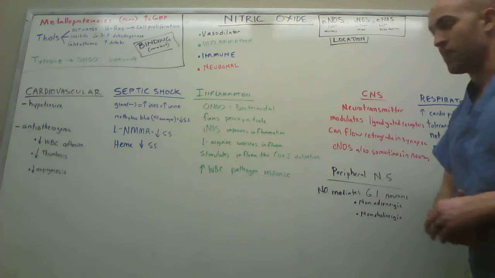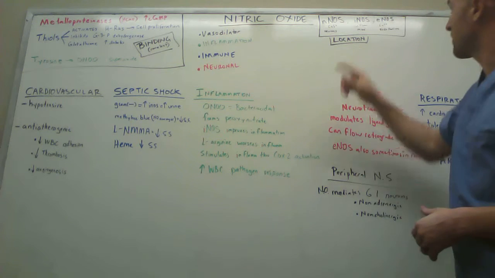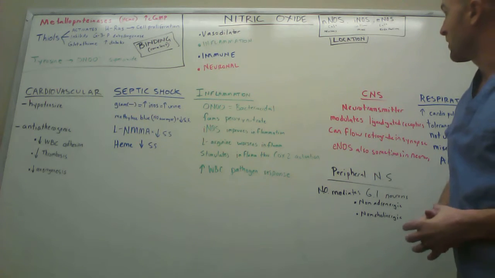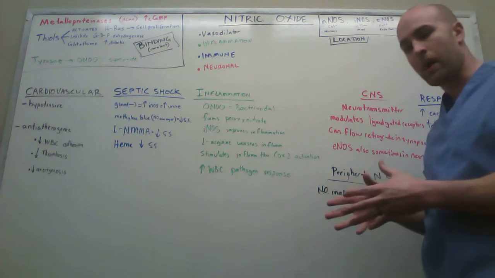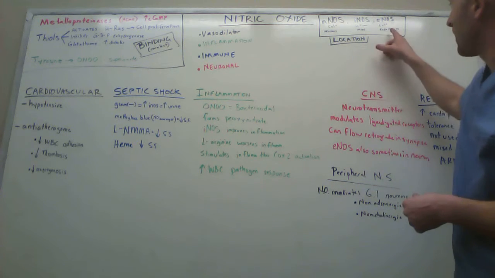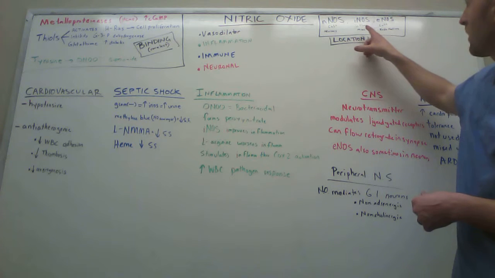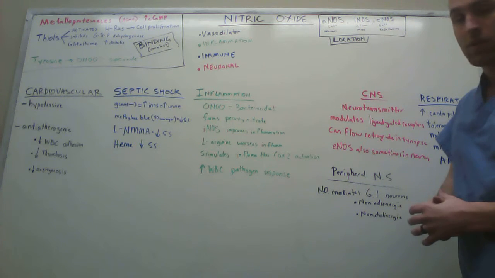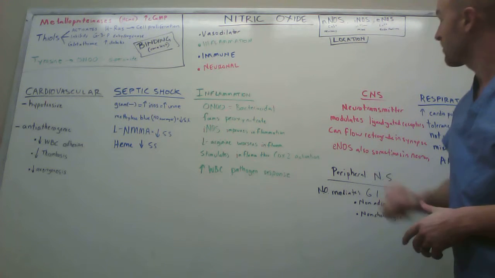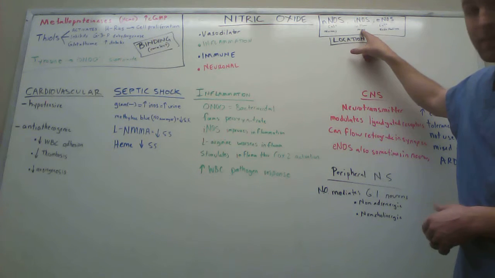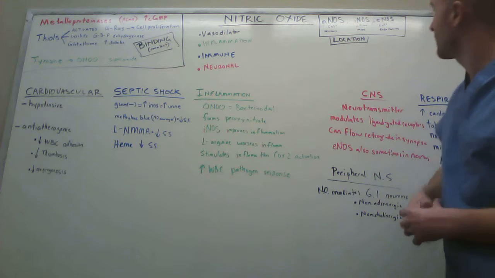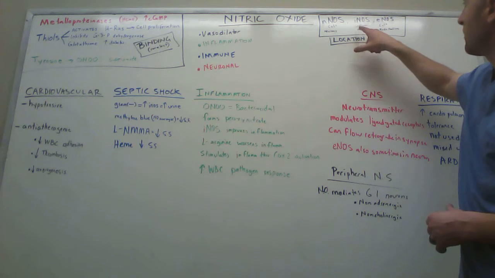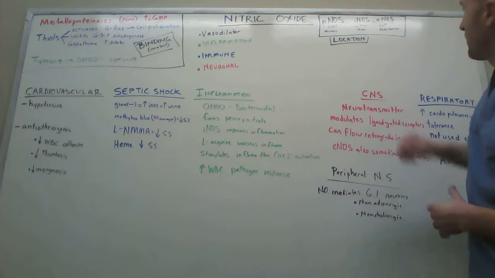The NOS that's found in macrophages is involved, or I guess I should go back here. Sorry, this N-NOS also is triggered by calcium. E-NOS is also triggered by calcium. But I-NOS is triggered by inflammation. And it's found in macrophages. So you think of a macrophage, you think of inflammation. So I-NOS: inflammation and macrophages.